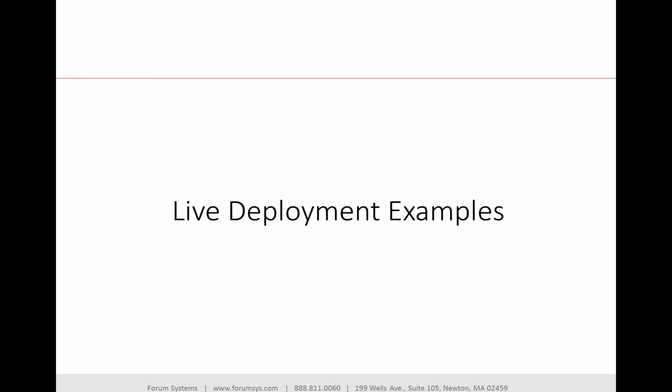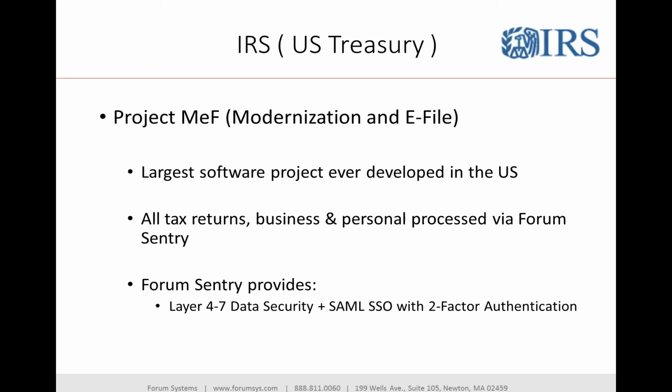Now, just to give some credibility to all this, beyond obviously listening to me talk about it, let me talk about a couple of things that you'd probably be pretty familiar with out there, how we do this today. For example, one of our deployments has been out there since 2006 for the largest software project ever in the U.S., which is every tax return in the United States. Both business and personal is processed via Forum Sentry. Process meaning on the edge of the information boundary, accomplishing these very things we discussed today.